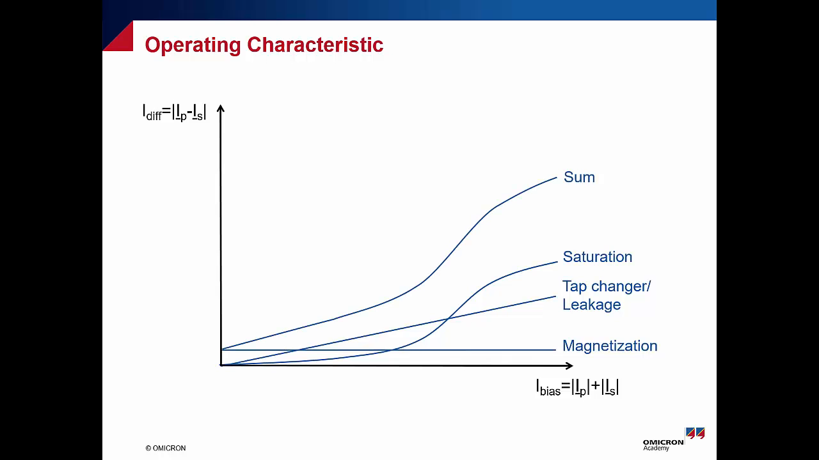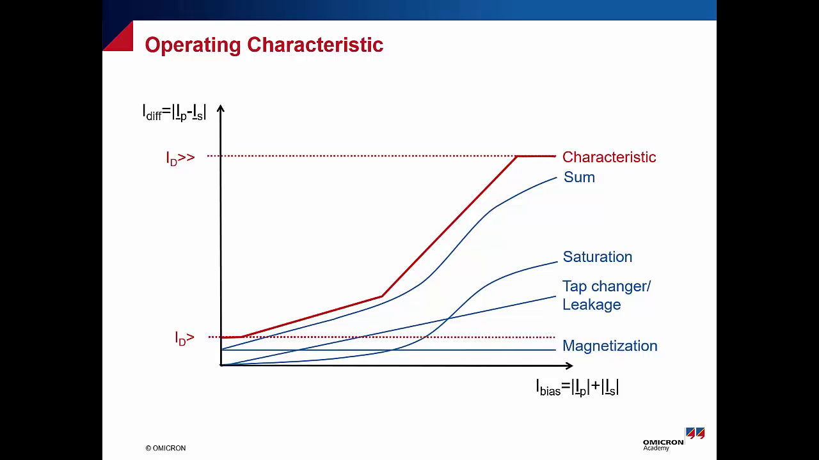And we need to make the summation of all of these factors. And for sure, our setting should be at the minimum setting, I differential greater, to avoid more than those. We have I differential double greater, the maximum limit, the high stage, sometimes we call it. And after that, we have to draw our characteristic and calculate our slope to avoid such problems, especially with a heavy external fault. This is how we can calculate the operating characteristic for our power transformer.